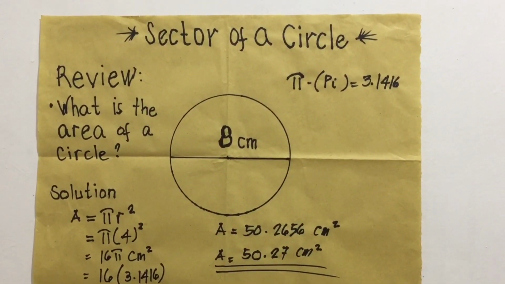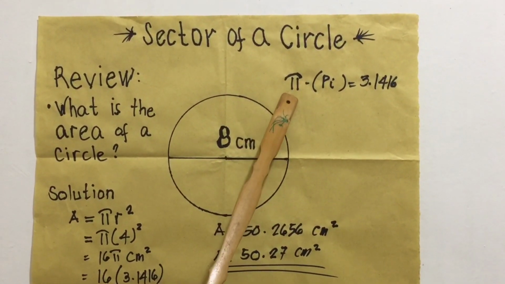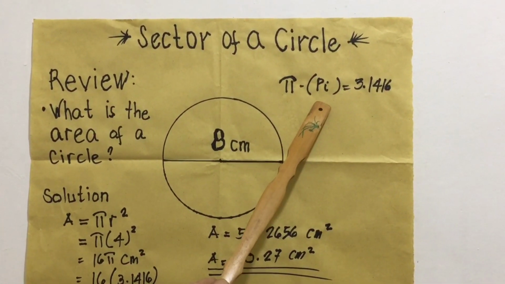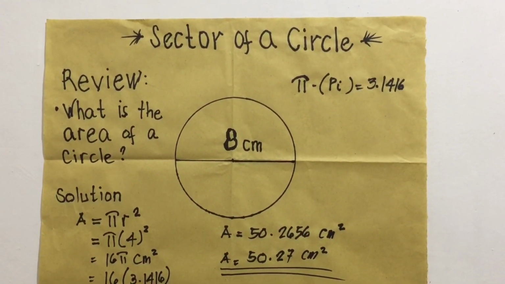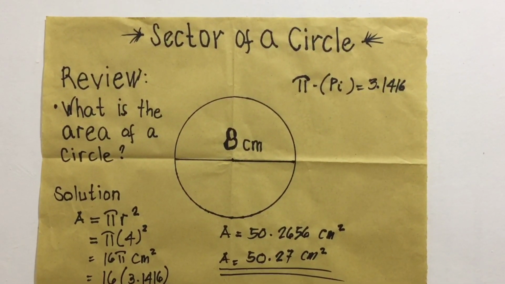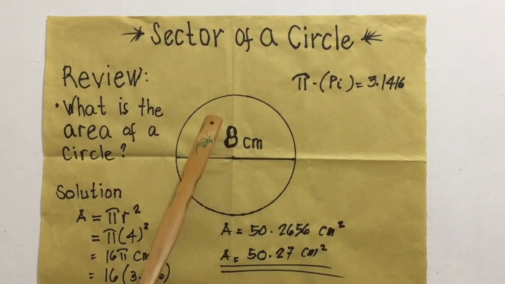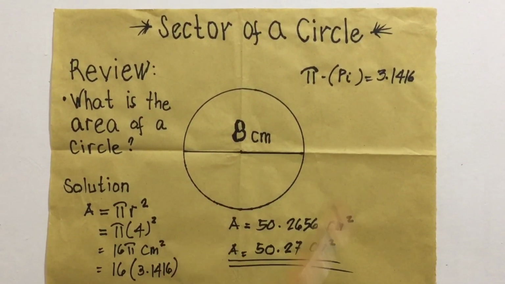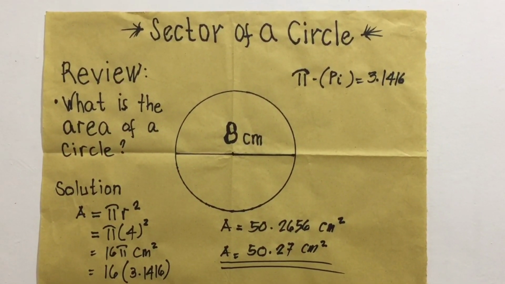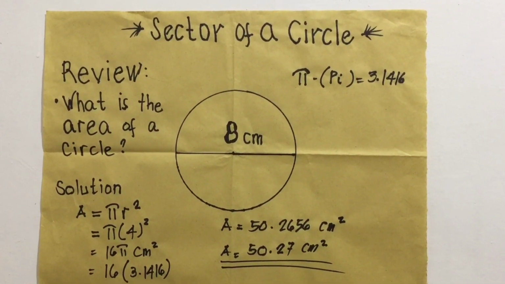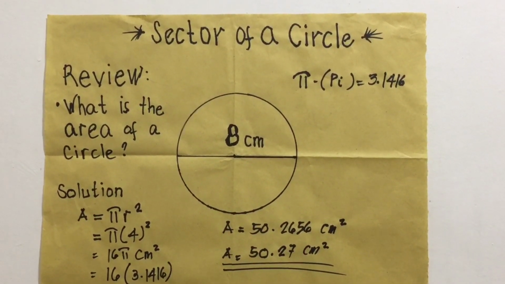So to find the area of a circle, we need to know the value of the symbol. It's called pi, and the value of this pi is 3.1416. And then we have to know the given. In this circle, the given is the diameter, which is equivalent to 8 centimeter. Now, upon realizing the given, kailangan na natin maggamit ng formula ng area of a circle.